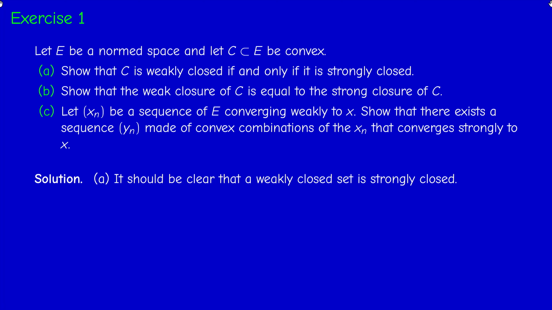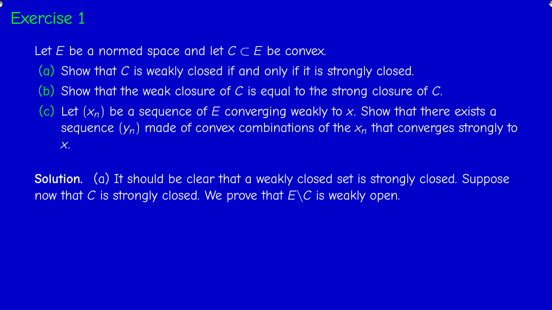Now, the converse is not true in general without any additional assumption, but here we have an extra assumption that C is convex. This is very important. So we consider now a convex set C which is strongly closed, and we have to prove that it is weakly closed. How do we prove that? One way is to prove that the complement is weakly open, or open with respect to the weak topology. And how do we prove that?